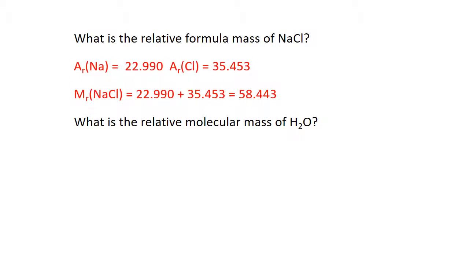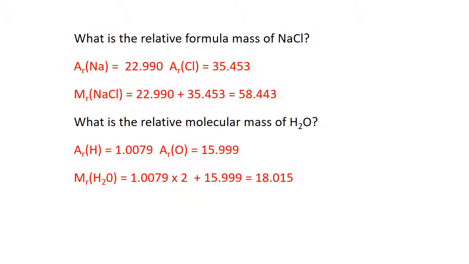Okay, so you should have got the answer of 58.44 for the Mr of sodium chloride, noticing of course that it is unitless because it's relative, simply by adding the relative atomic masses of sodium and chlorine together to give the relative formula mass of sodium chloride. And the relative molecular mass of water is going to be 18, because you've got 1 oxygen and 2 hydrogens, so 2 plus 16 gives you 18.